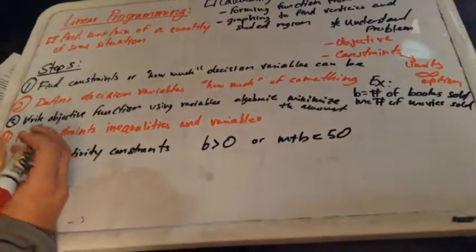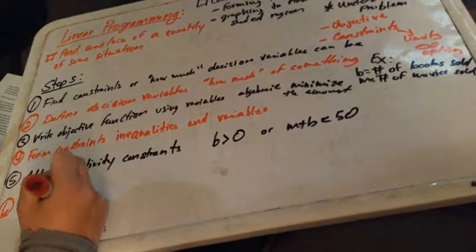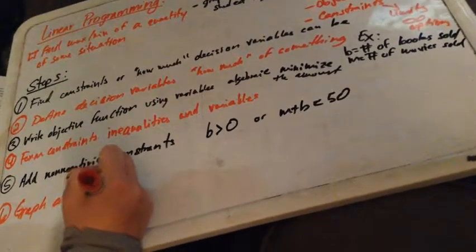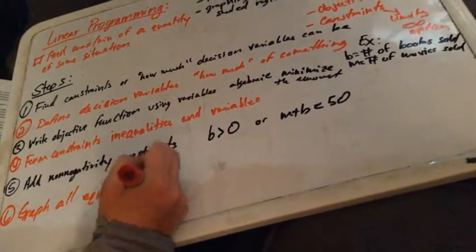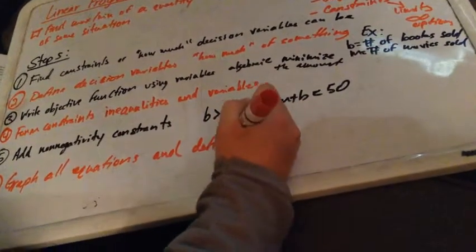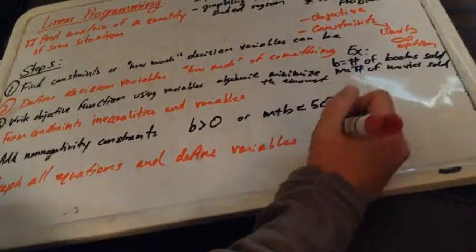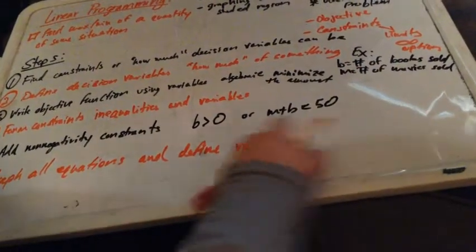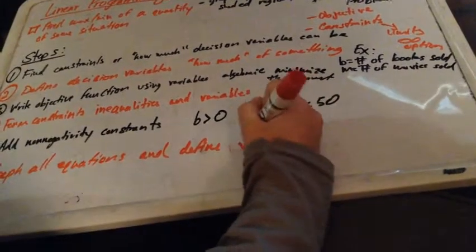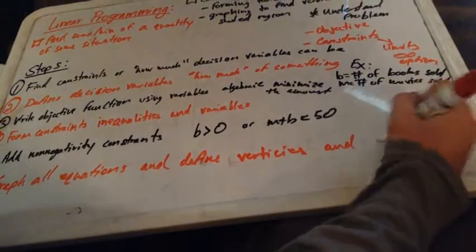So now on to step 6, which is to graph all equations and define variables, or to define vertices and the shaded region.